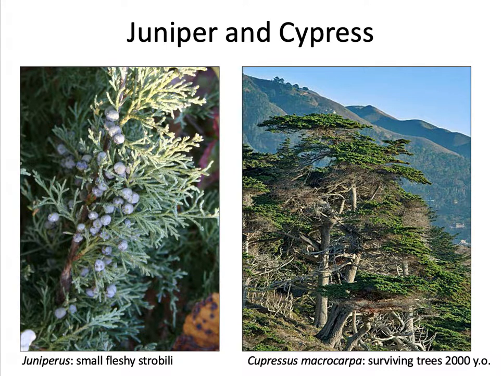Two other examples of conifers, the juniper and cypress, don't have needle-like leaves that are long, but rather little short leaves that overlap and look like scales. We have the genus Juniperus, which has small, fleshy strobili, and we have Cupressus macrocarpa. This is the Monterey cypress, and it's planted widely all over California, but it's only native to a very narrow range of coast near the city of Monterey. And some of the trees there are over 2,000 years old.